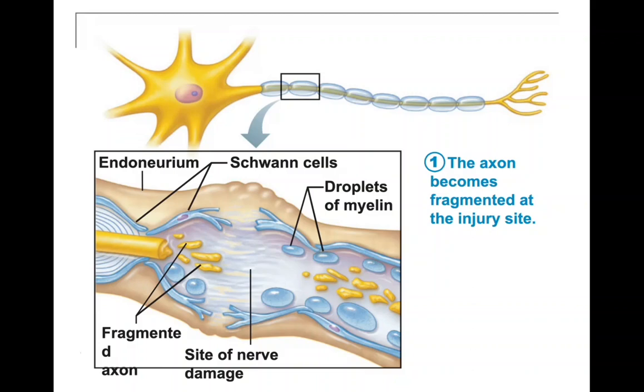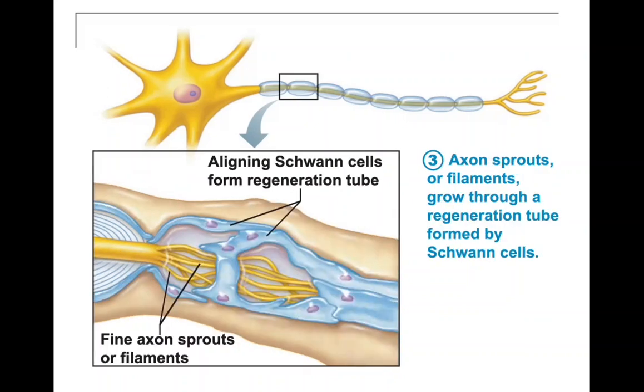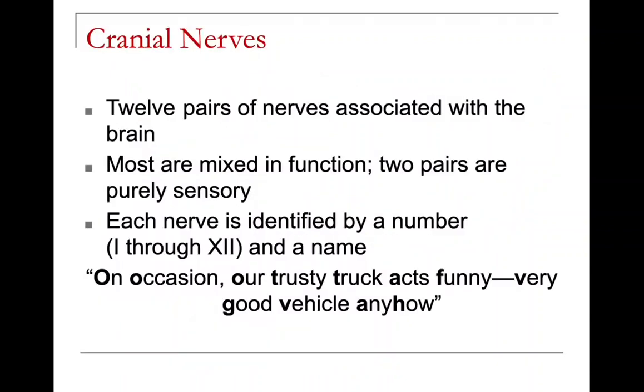So here it's showing the axon becomes fragmented at the injury site. The macrophages are going to clean out the area, so the dead axonal area is removed. Then the axon sprouts or filaments grow through a regeneration tube formed by the Schwann cells. Your axon regenerates and you'll make a new myelin sheath. So that's what happens there.